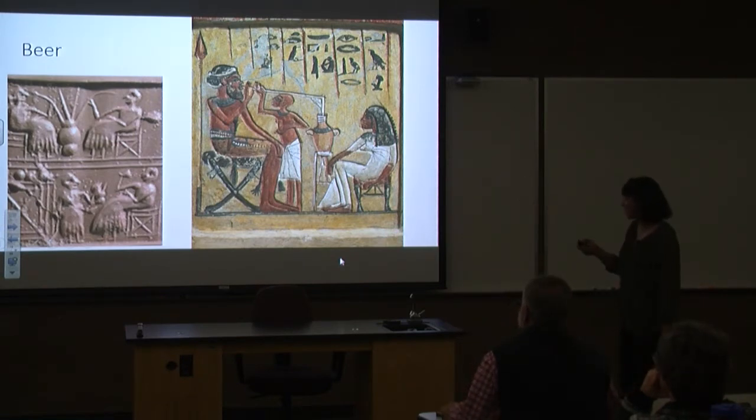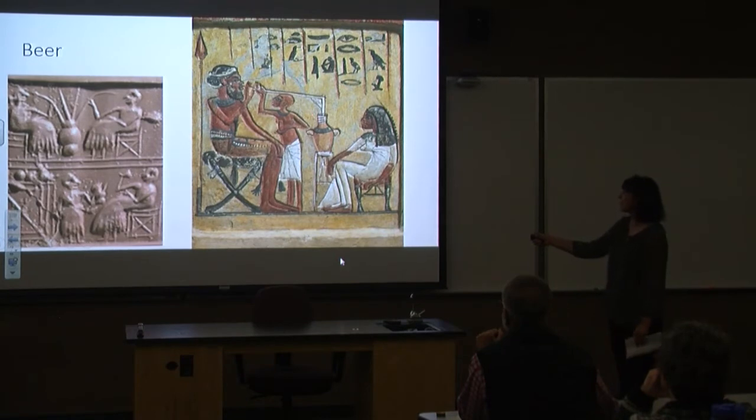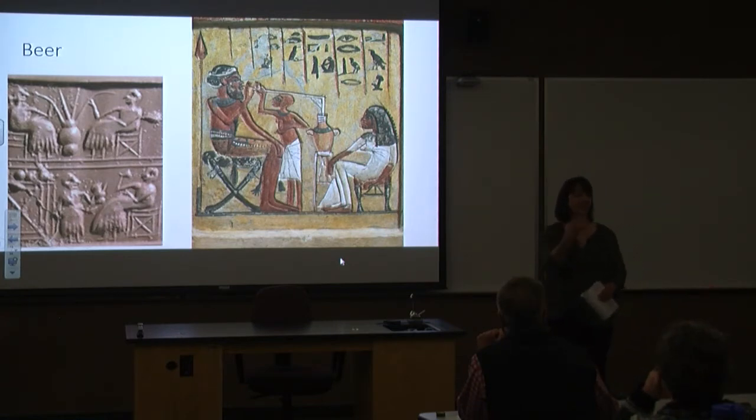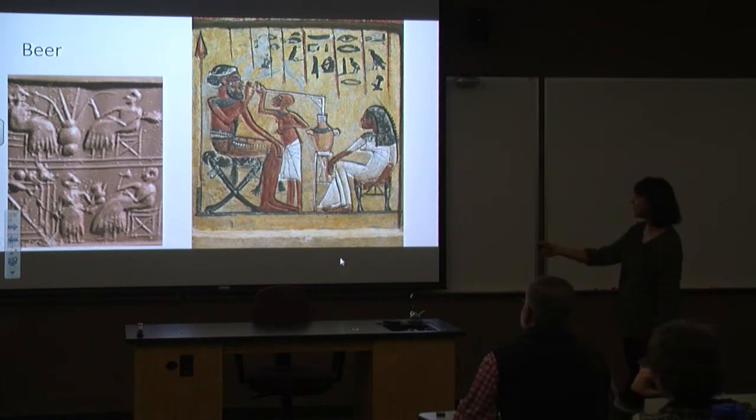And that's what you can see here. If they were thick and there was a lot of stuff settling out, the beer was drunk through a straw. The gunky stuff stays at the bottom, and you get the more pure stuff, right? And then here's another image from a pottery of a couple of people probably drinking beer through big vats and straws.